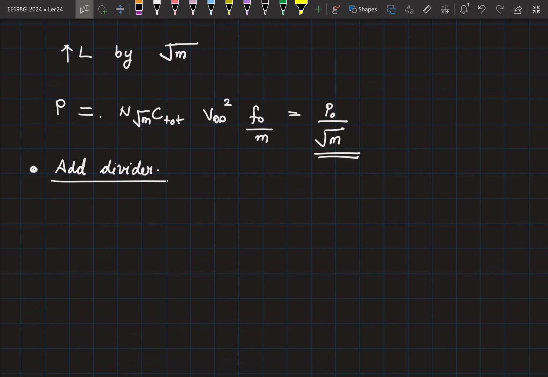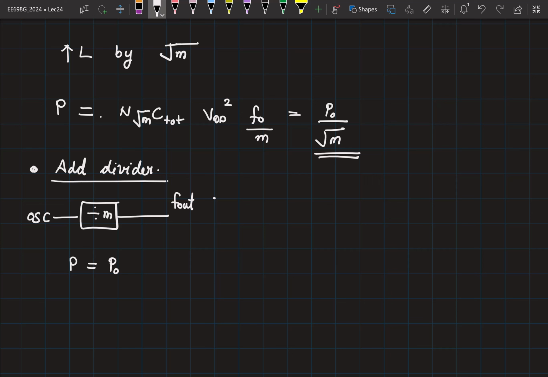Right. So again, you will have to add a divide by m stage at the output of the ring. So you will have the oscillator, divide by m, and this is now your output. So the new power will be equal to whatever was the power we had earlier plus the power of the divider. So you expect to see an increase in the power.